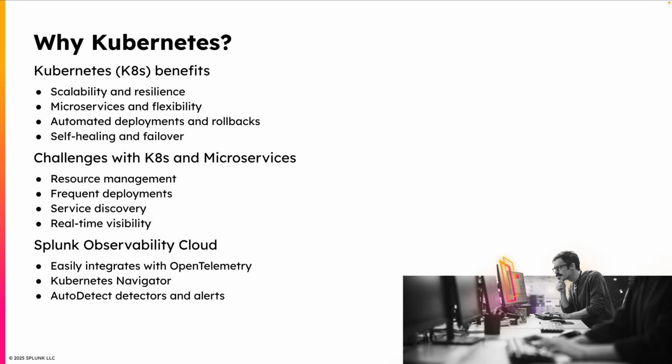And finally, through AutoDetect detectors and alerts, Splunk Observability Cloud provides automated detection and alerting, helping you identify and respond to issues before they impact users. With these tools, teams can confidently monitor, troubleshoot, and optimize Kubernetes environments at scale. Now let's see it in action.